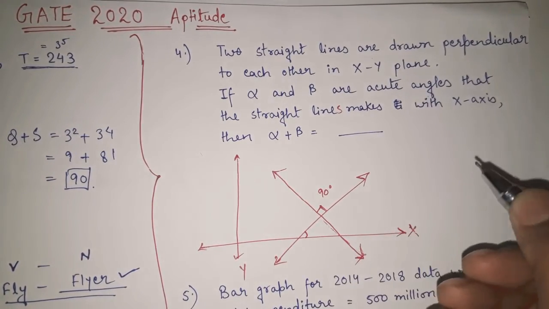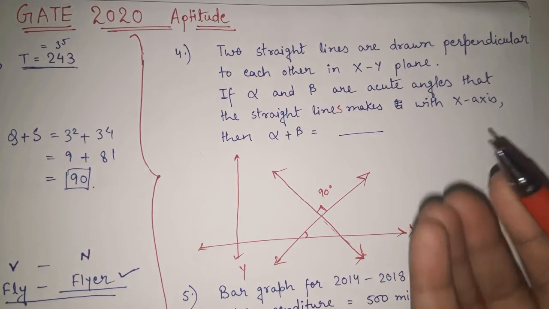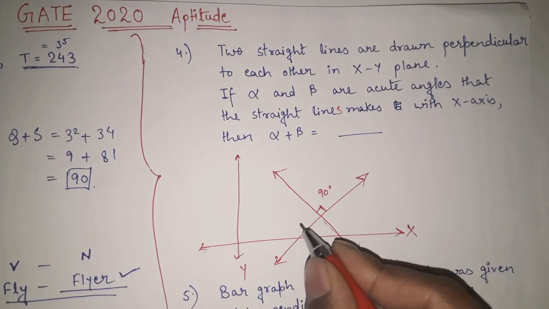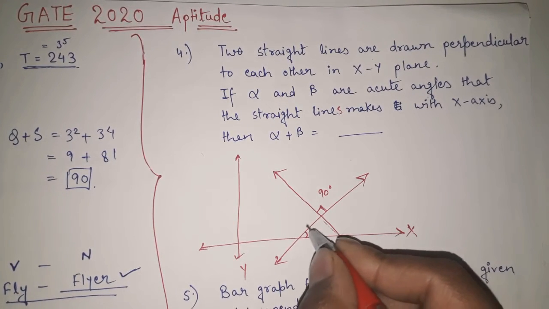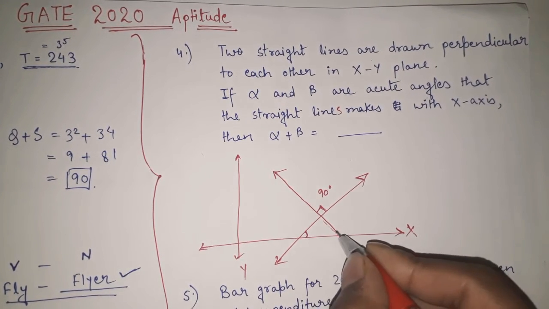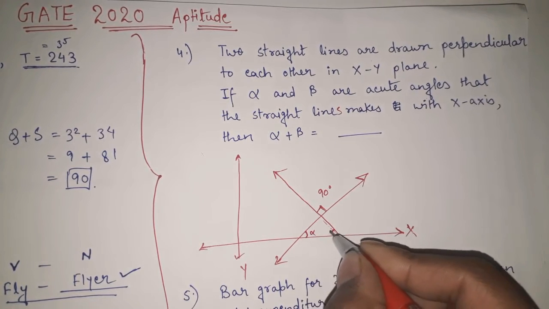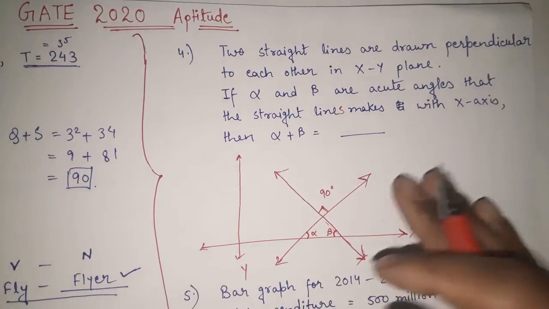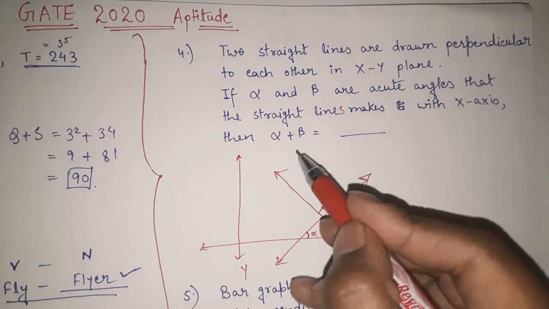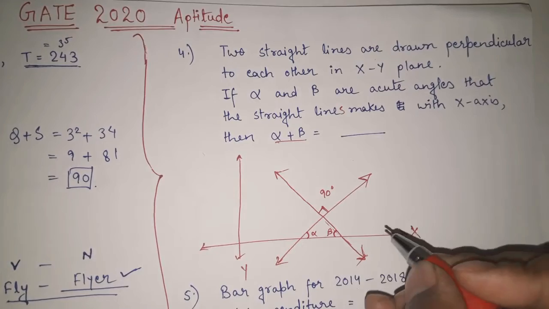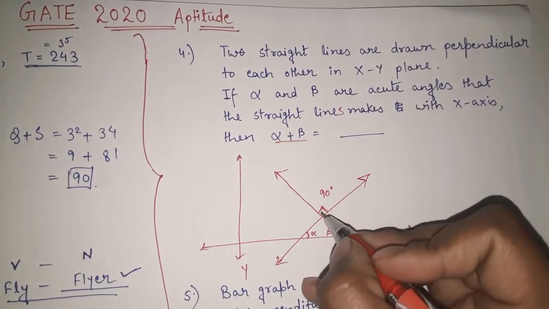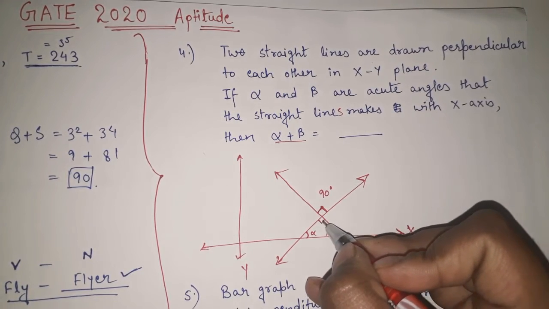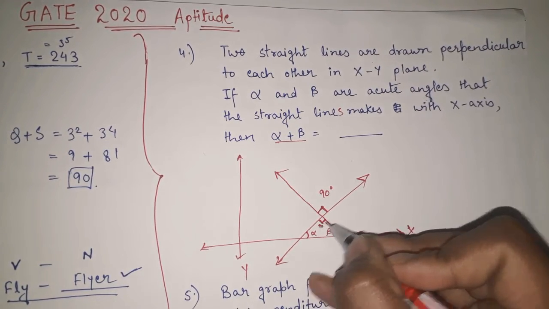Now what do we mean by acute angles? Acute angles means angles will be less than 90. Now if I consider this outer angle, obviously this will be greater than 90, right? So I should not take this. So I have to take these inner two angles, and these two angles are alpha and beta they have given, right? So this is the scenario that they have given, and what they are asking is alpha plus beta equal to dash. Now we know that they are making perpendicular angles. So this is 90 degrees, and if this is 90 degrees, this is also 90 degrees, right?